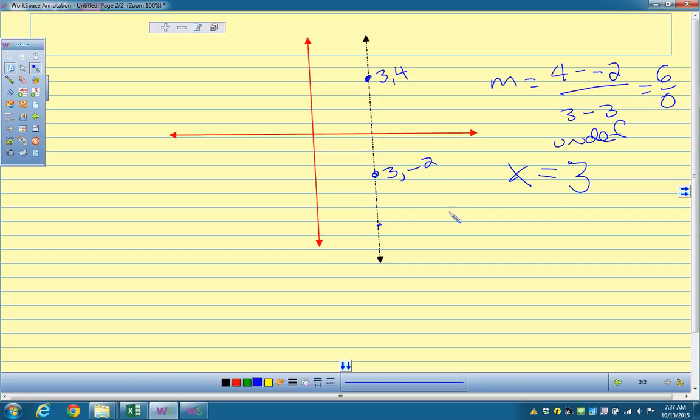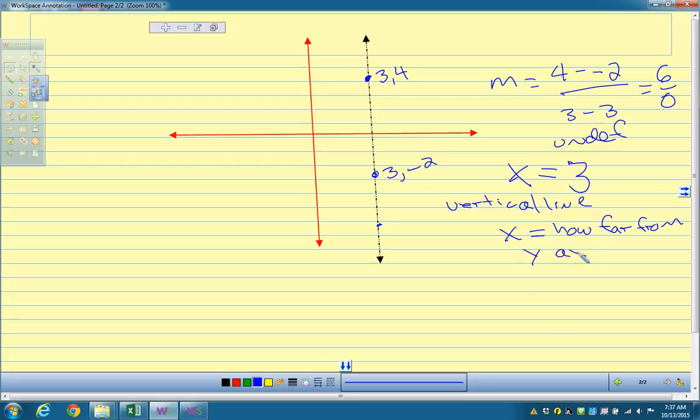Okay? So for a vertical line, I'd write it down. Vertical line, x equals how far it is from the y-axis. Well, you shouldn't really say how far because that implies absolute value, but it has to do with the sign.